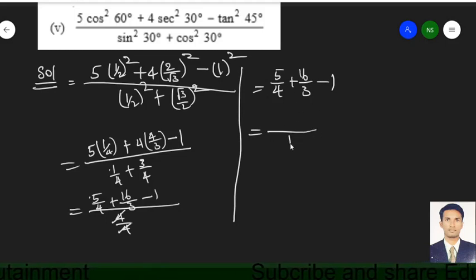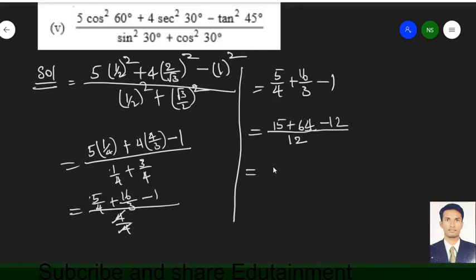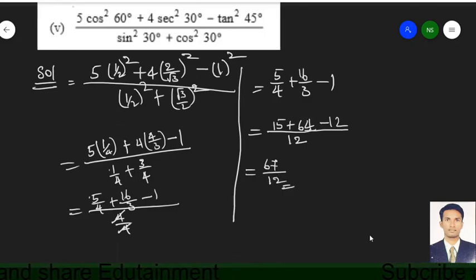The LCM is 4 3 is 12, so we need to multiply this one with a 3. 5 3 is 15 plus 16 4 is 64 minus 12, so we will get here 15 minus 12 is 3, 3 plus 64 is 67 divided by 12. Okay, let's move to next question.